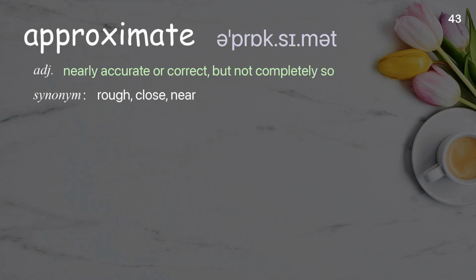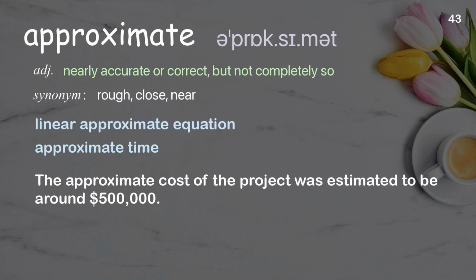Approximate. Nearly accurate or correct, but not completely so. Examples: Linear approximate equation. Approximate time. The approximate cost of the project was estimated to be around $500,000.